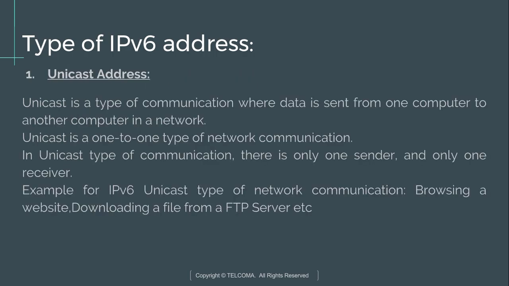So first is unicast addressing. Unicast is a type of communication where data is sent from one computer to another computer in a network. It is also known as one-to-one network communication. In unicast communication, there is only one sender and one receiver. For example, in IPv6 unicast communication, like browsing a website, the server acts as the receiver, which receives the browsing request, and the client is the sender, which sends the request to the server. Another example is downloading a file from an FTP server, where the FTP server is the sender of the file and the client is the receiver of that file.